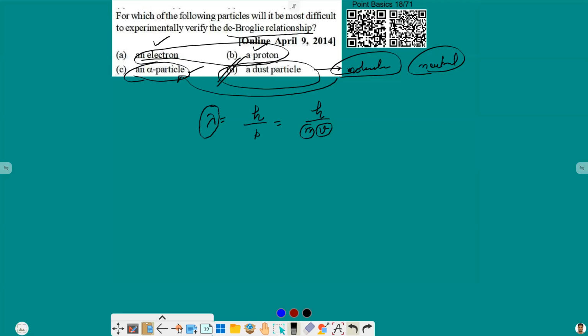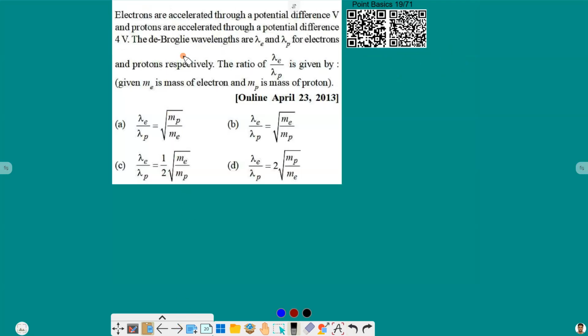Moving ahead, electrons are accelerated through a potential difference V and protons are accelerated through a potential difference of 4V. The de Broglie wavelengths are lambda E and lambda P for the electron and proton. The ratio of lambda E to lambda P is given by... So here we know that they are accelerated by some potential difference. They will acquire kinetic energy in that potential difference, and that will be equal to charge times the potential.